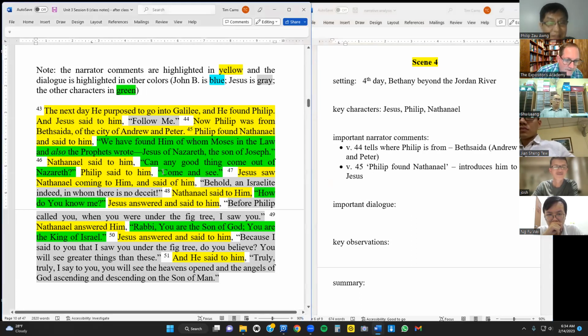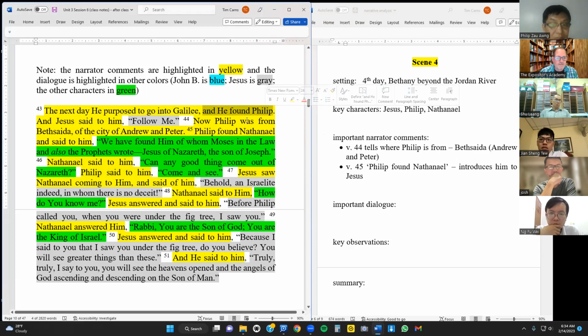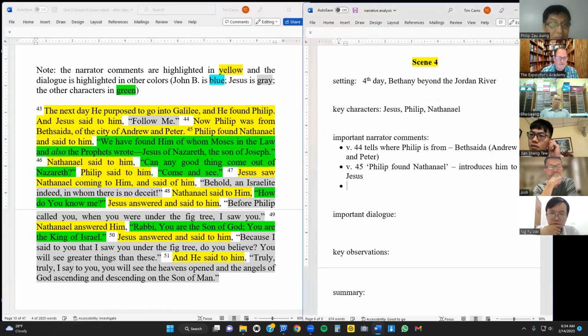Yes. Yeah, we're going to get to the dialogue in a minute. But yeah, most of this scene really is dialogue, right? There's not really much from the narrator, even though it looks like it. Most of it is the narrator just carrying the dialogue, right? Philip said, Nathanael said, Jesus said. But there is one interesting thing that stuck out to me. It says in verse 43, he found Philip. That is, Jesus found Philip.